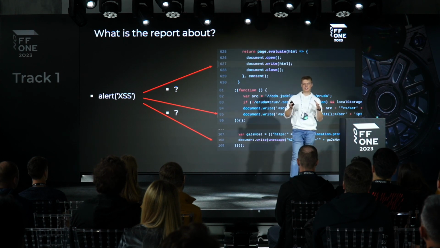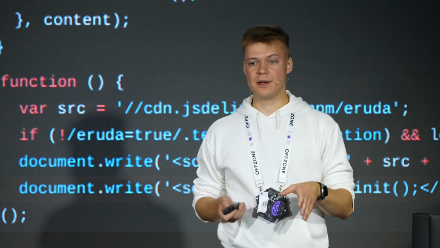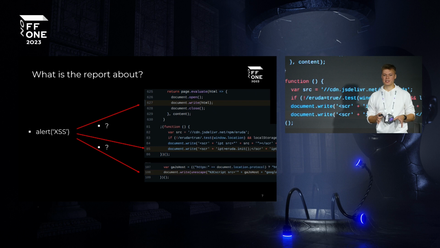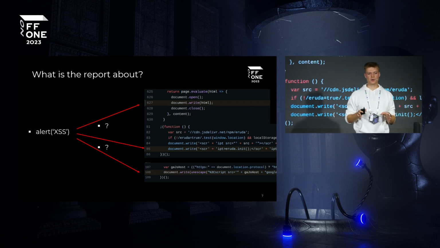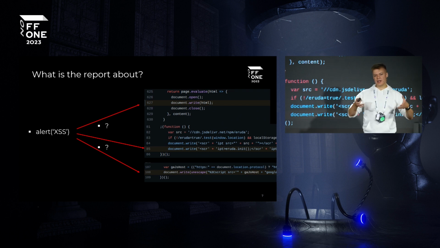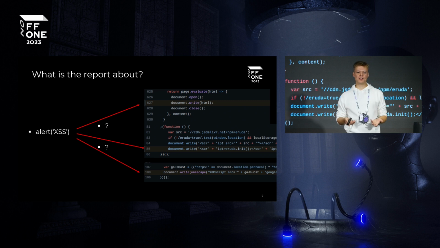We know that this is a theoretical task. We know that somewhere on this website we've got a DOM-based XSS. We know that it's exploited through one of these payloads. We know that in the basic scenario, alert XSS will be used. So the task is to find where it is in order to be exploited.